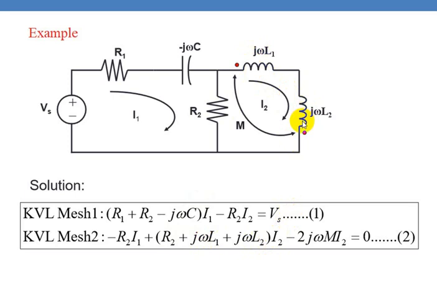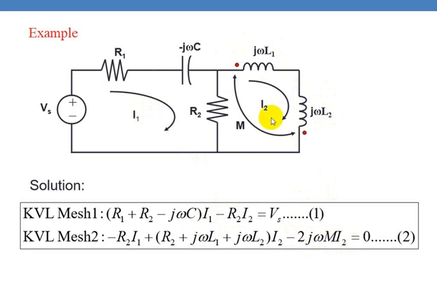Again for this it will be j omega M into I2, because in both coils it is I2. You are getting it, right? Now you see the chain. In this coil I2 is entering, whereas in this coil it is leaving. In one coil it is entering, in the other it is leaving. Therefore, this mutual inductor will have a negative sign, and for this also a negative sign. If you add them, you will get minus 2 j omega M I2. This is equated to 0. This is the equation for the second mesh. You have to solve these two equations and find the unknowns.